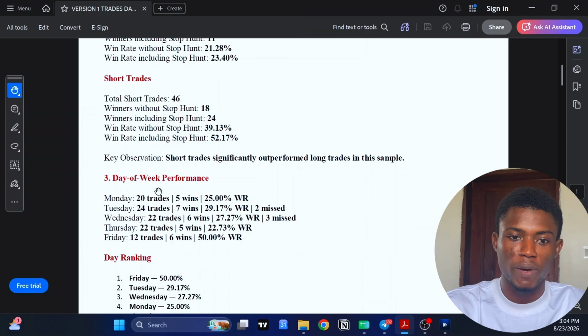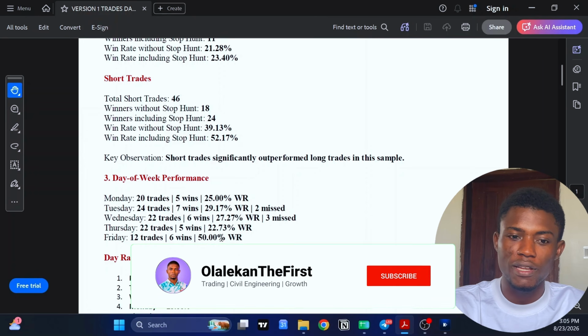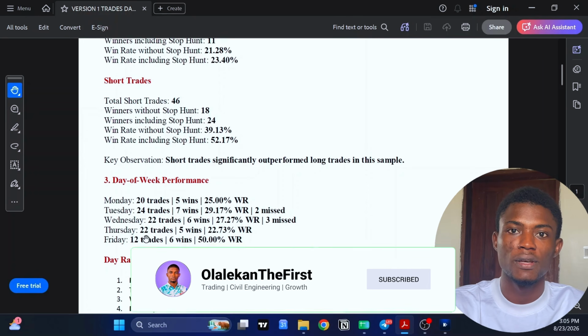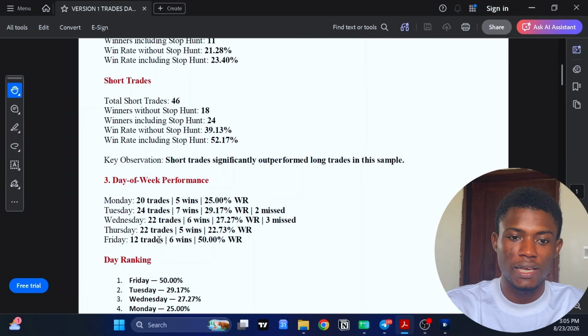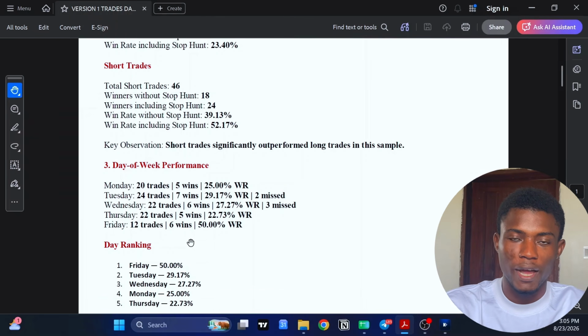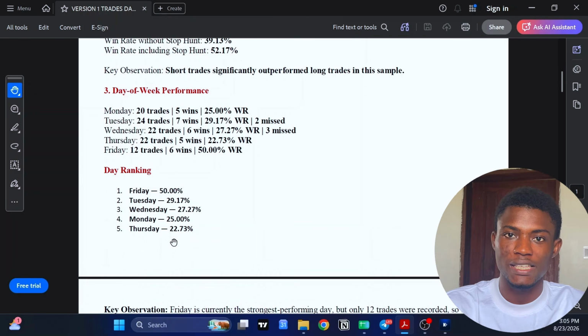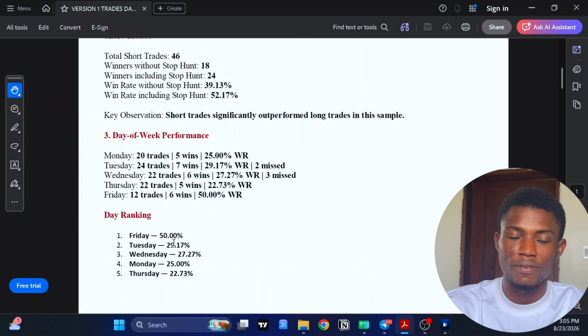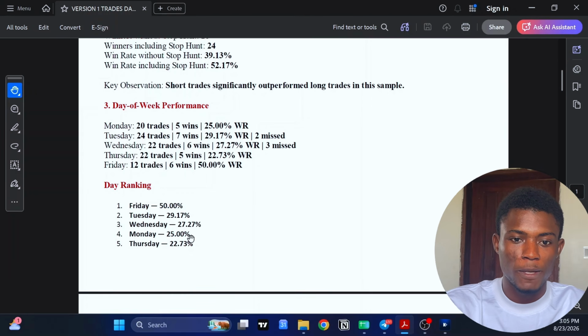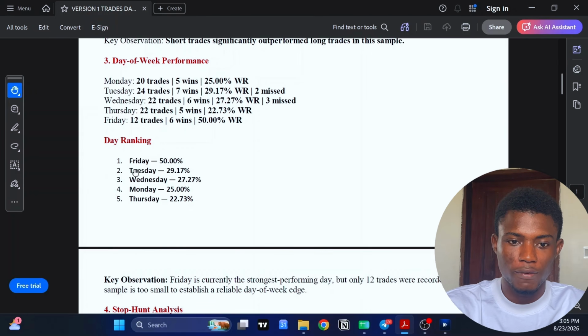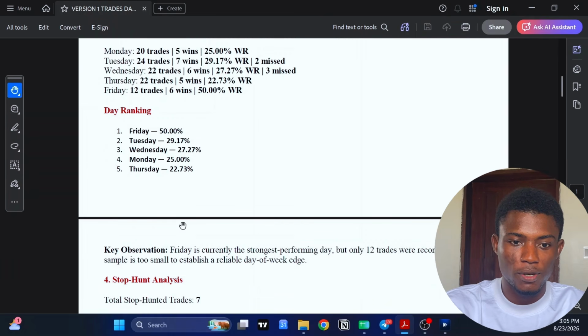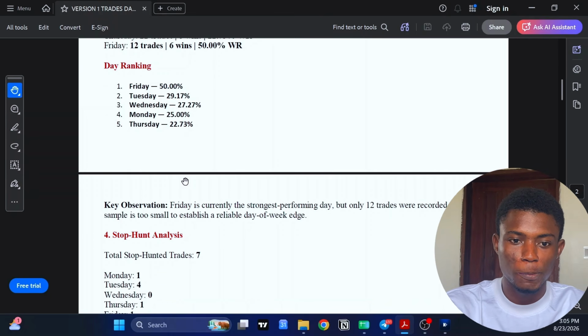Then the day of the week performance, on the basis of Monday, Tuesday, Wednesday, Thursday, Friday, what day is the best on the basis of this trading data? And it happened to be Friday. Friday was the best, although I can't really conclude just yet because the data for Friday is less than 20, and for the rest, they are more than 20. So, I guess version 2 will reinforce what day is the best day for me to trade or what day is the worst day for me to trade, and I can always tweak that to actually improve my trading long term. So you see the day ranking, Friday was the best, then Tuesday, followed by Wednesday, followed by Monday, and followed by Thursday. So far on 100 trades data.